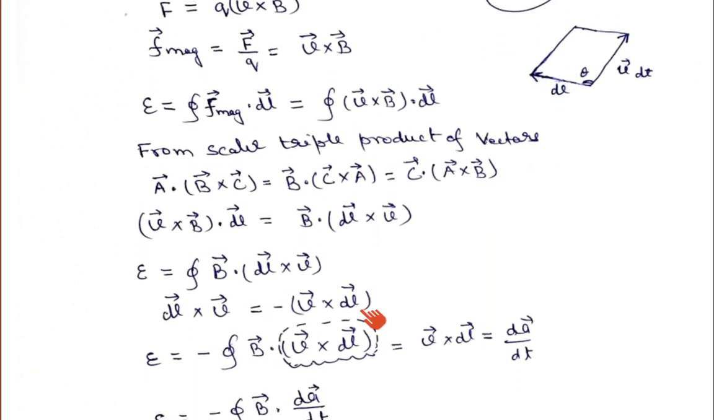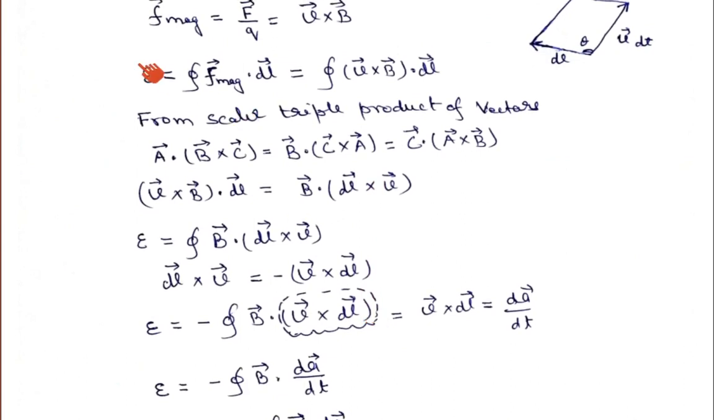So the EMF can be written as the line integral over the closed path of f magnetic dot dl vector, which is equal to the line integral over the closed path of v cross B dot dl vector, where v cross B is basically the magnetic force per unit charge acting in the circuit. So here we have v cross B dot dl.